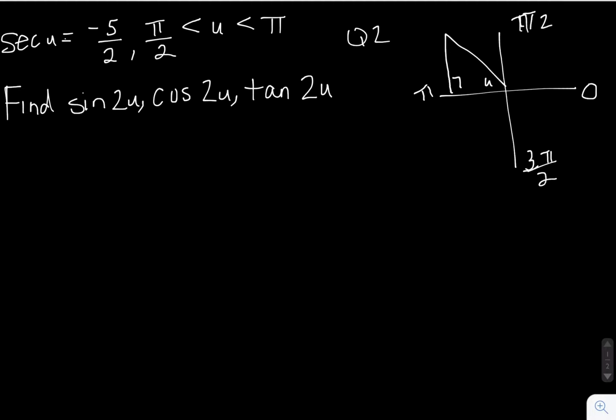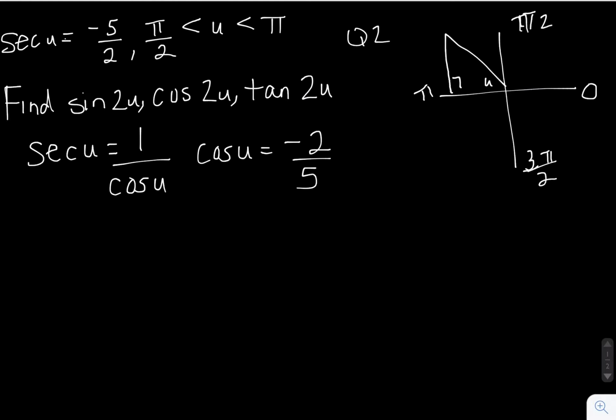Okay, so what does secant stand for? Secant of u is really the reciprocal of cosine, right? So that would mean cosine of u is the reciprocal of secant, as we said. So let's flip that fraction. So instead of -5/2, we're going to be -2/5. All right, now what does cosine stand for? Well, in SOHCAHTOA, cosine is the adjacent over hypotenuse.